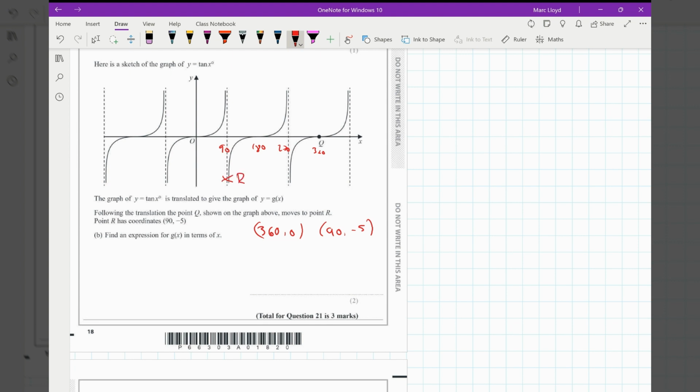Okay, find an expression for g in terms of f of x. So it's moved to the left 270 and gone down by 5. So what that will do to that graph: the original is y equals tan x, but we've got y equals tan of x add 270, and then we take away the 5, like so.